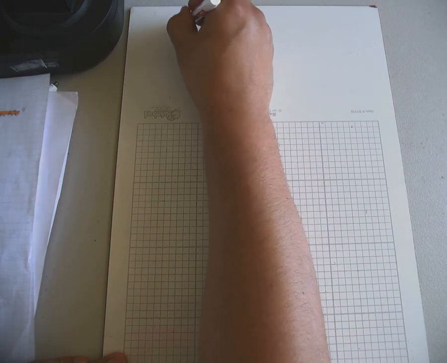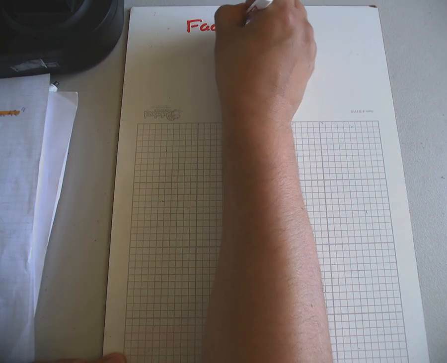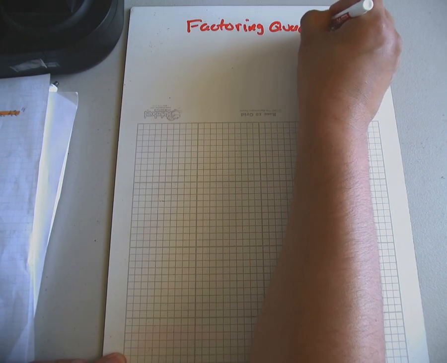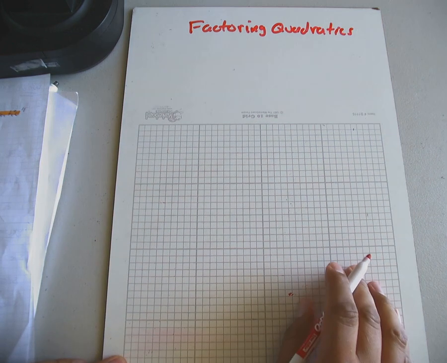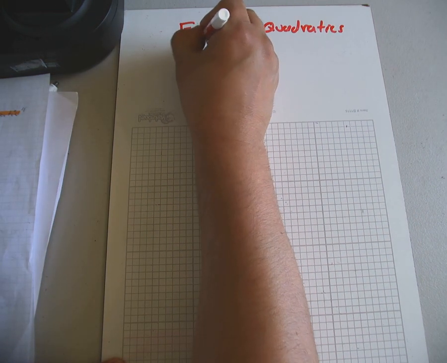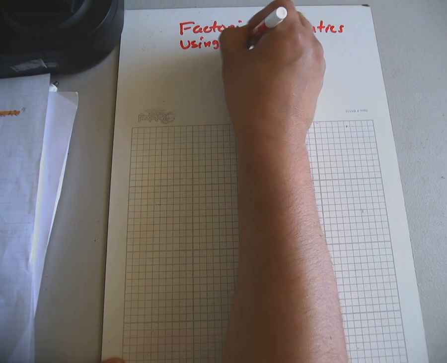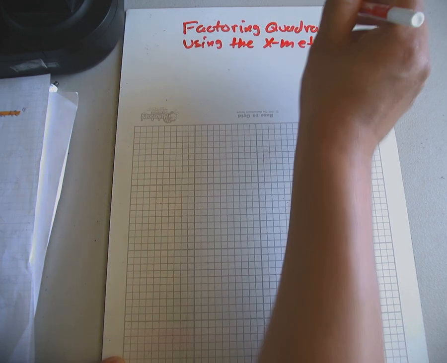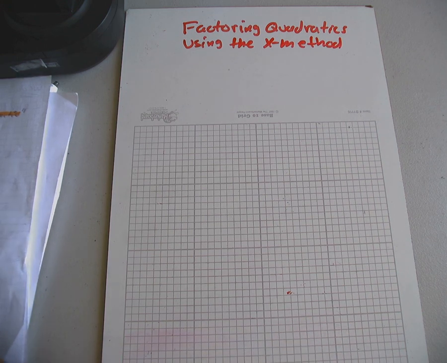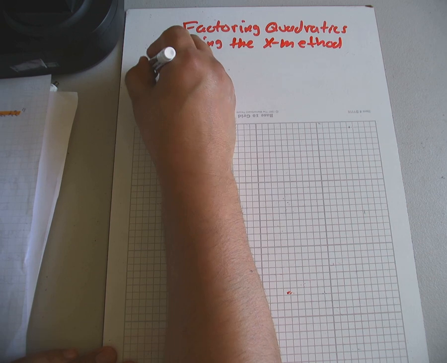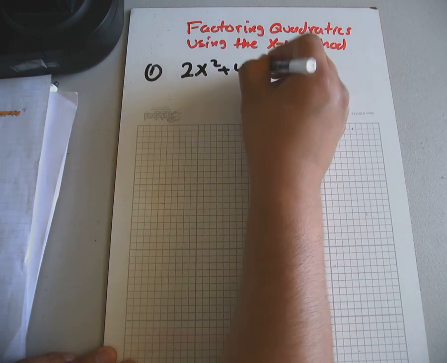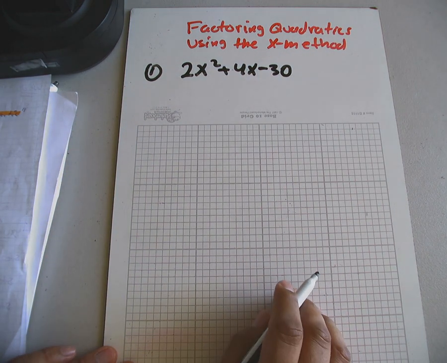Just in case you were absent, we learned about factoring quadratics using the X method. Okay, this is what we did. Now, let's start. Let me read a couple of examples. Example number 1: we have 2x squared plus 4x minus 30. That's going to be the first example.